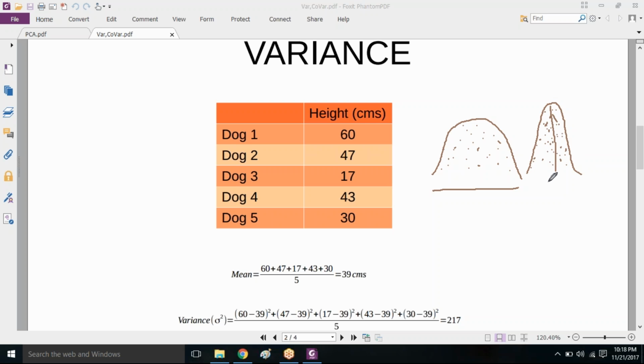So the mean will lie here. For this one, the mean will lie here too, but this distance will be thicker. I mean, the spread is more. Here, the spread is less. So that is what it means physically.